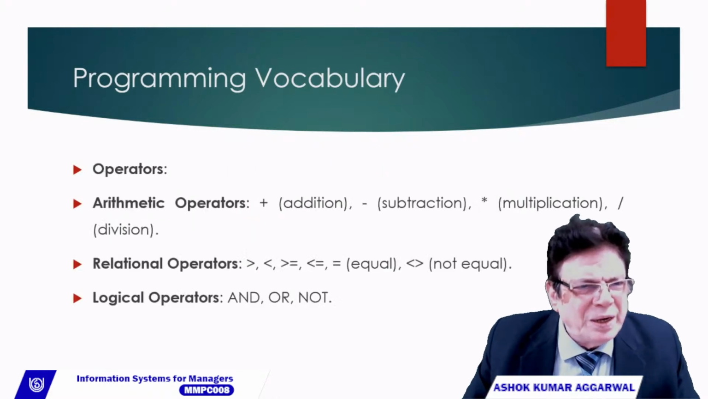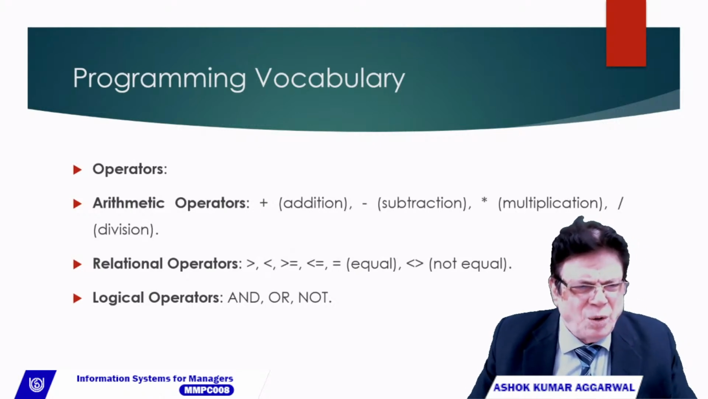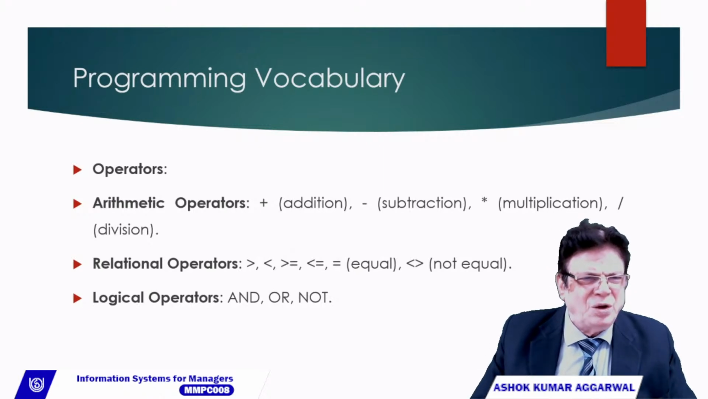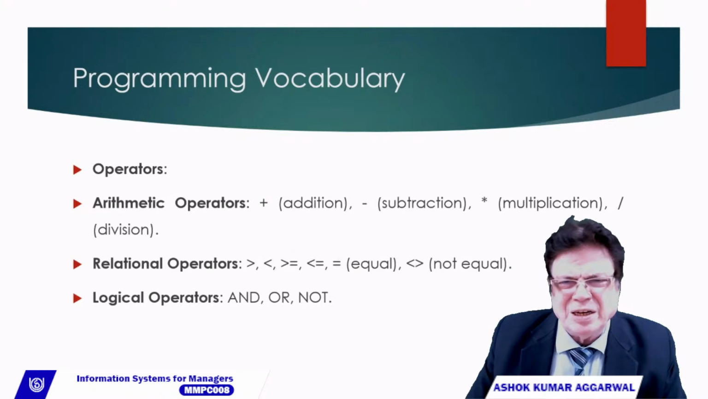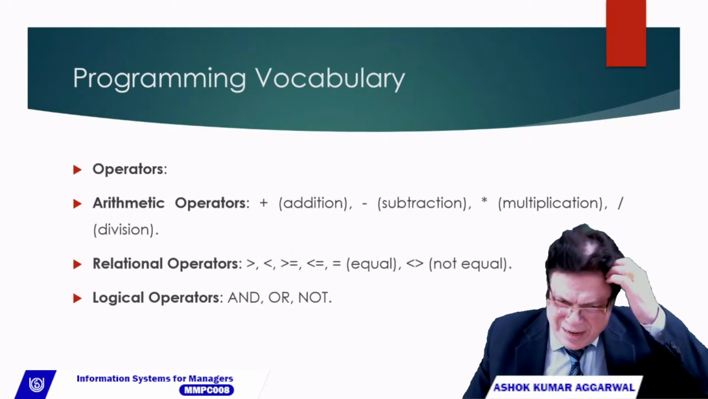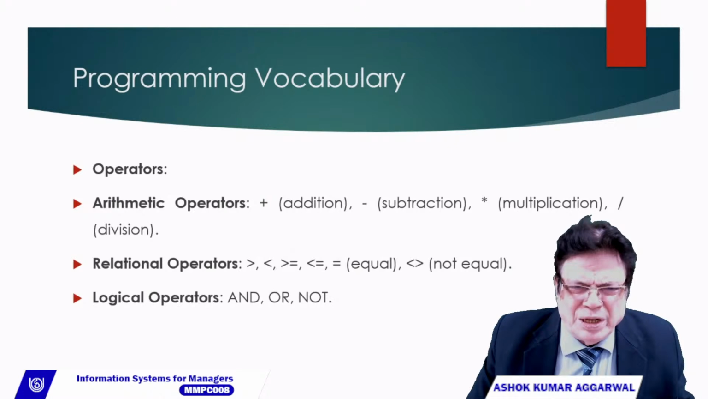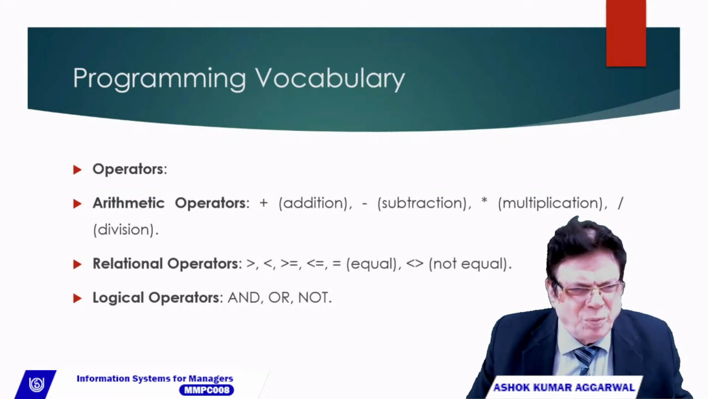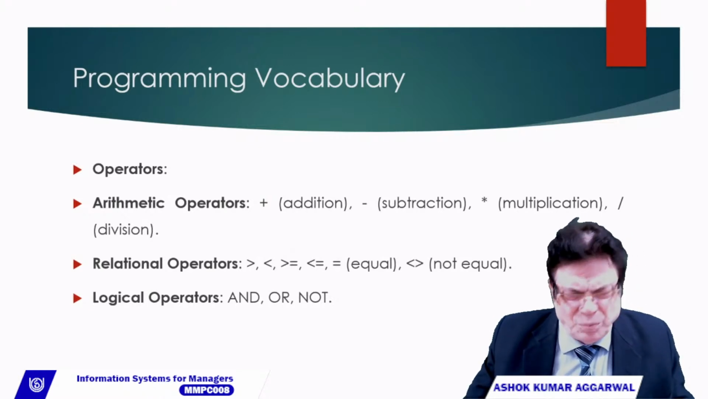Next is operators. There are arithmetic operators, relational operators, and logical operators. Arithmetic operators: plus for addition, minus for subtraction, star for multiplication, then division. The second one is relational operators: less than, more than, equal to, less than or equal to, equal to equal to. Logical operators: and, or, not. They are logical operators.